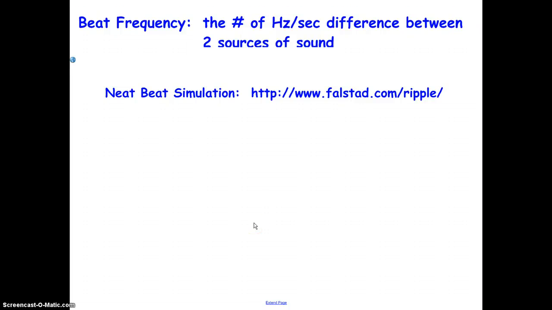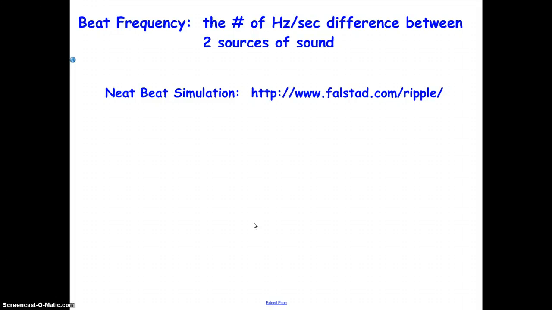Welcome to the Waves and Sound lesson on beats and beat frequency. This is a really neat wave phenomenon, especially with regards to sound. Beat frequency is simply the number of hertz per second difference between two sources of sound.